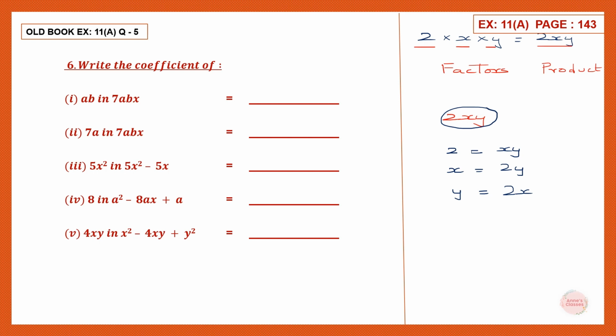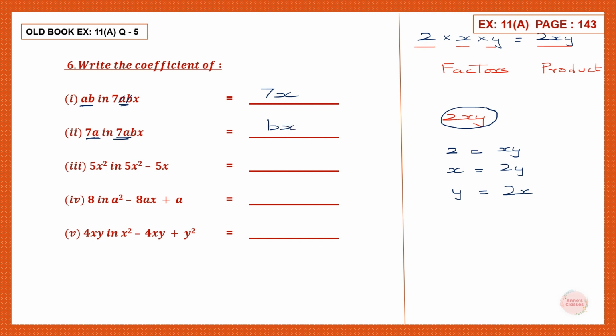So let's look at the first one. Write the coefficient of AB in 7abx. So take this AB, leave out that here. So if I leave this out, what do I have left? Only 7x. It's very simple, isn't it? Now look at the next one, 7a. Leave out 7a and write the rest, which is bx.